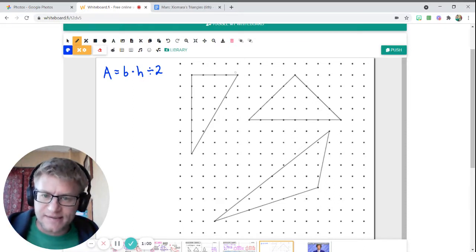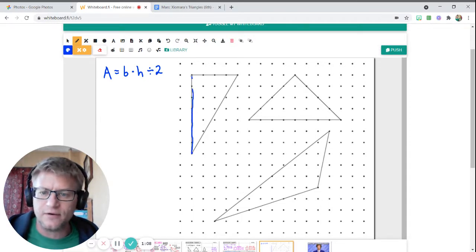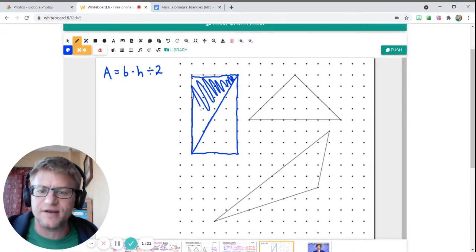And the reason we know that is that a triangle is half of a rectangle. So if I look at this one right here, this triangle is half of the larger rectangle. If I draw that rectangle and do the length times the width, the part of it that's the triangle is just this half of it, right? So that's why we divide by 2. We find the base times the height, divide by 2.